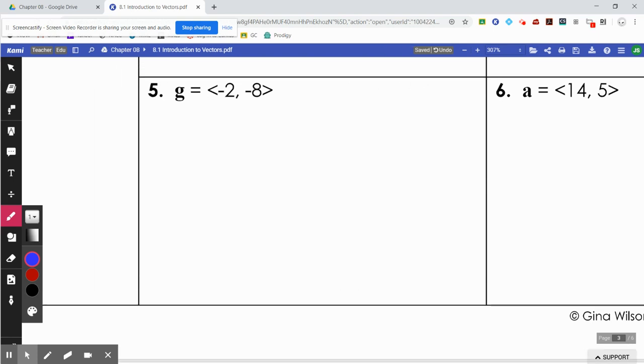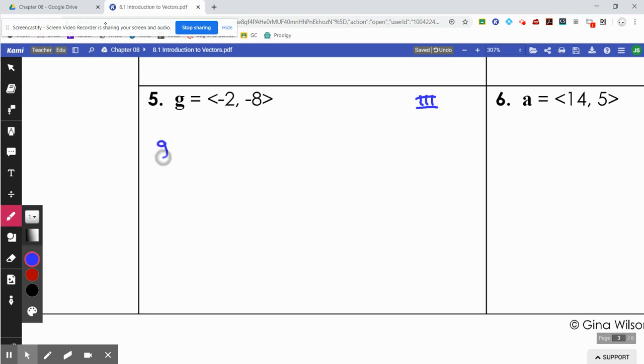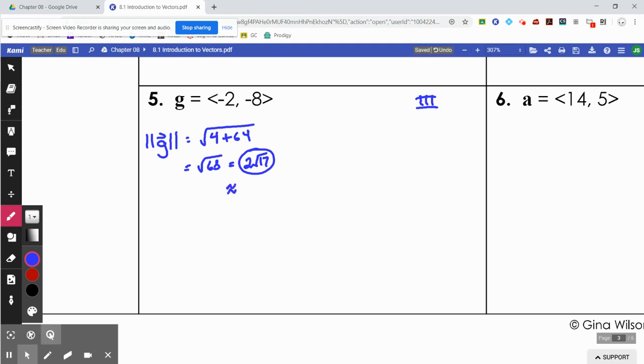Number 5. -2, -8 is a third quadrant point, or a third quadrant vector here. So first off, let's find our magnitude. The magnitude of vector G is going to be the square root of a squared plus b squared, which will be the square root of 68. And I believe that reduces to the square root of 4 times the square root of 17, so 2 root 17, which is going to be about 8.25. So there's your exact and approximate magnitudes.